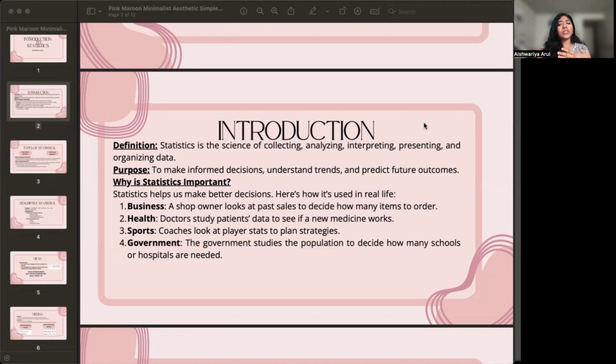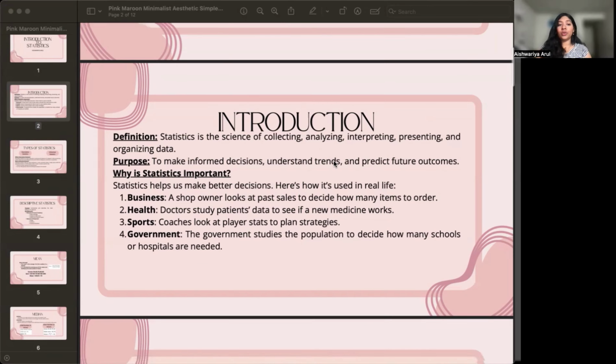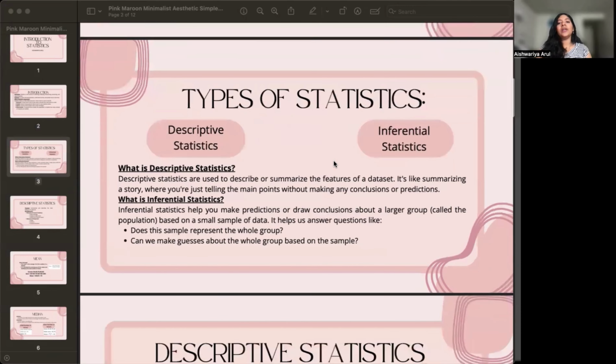Okay. So statistics is not only used in retail, it is also used in business, healthcare, government, sports, and so many other places. Now let's move on to the different types of statistics. There are two different types of statistics. One is descriptive statistics, the other is inferential statistics. Today in this video, we will focus only on descriptive statistics, and I will make a detailed video on inferential statistics in the upcoming days.